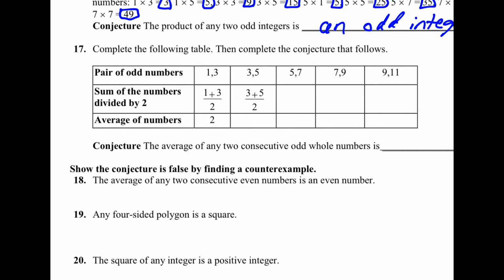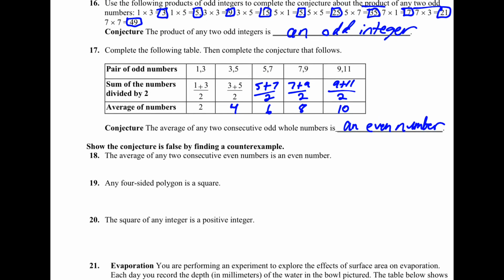For 17, we are completing this table. So 3 plus 5 is 8, divided by 2 is 4. 5 plus 7 is 12, divided by 2 is 6. 7 plus 9 is 16, divided by 2 is 8. 9 plus 11 is 20, divided by 2 is 10. And what we should notice is the average of any two odd numbers is going to be even. And more specifically, to say the average of any two consecutive odd numbers.